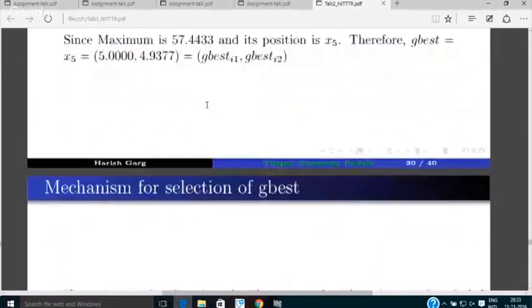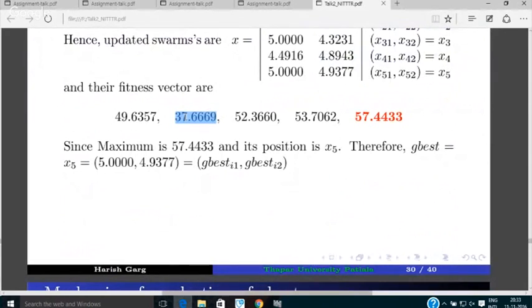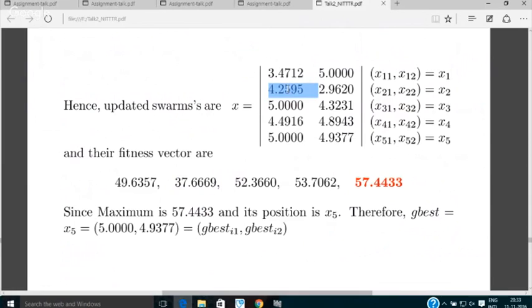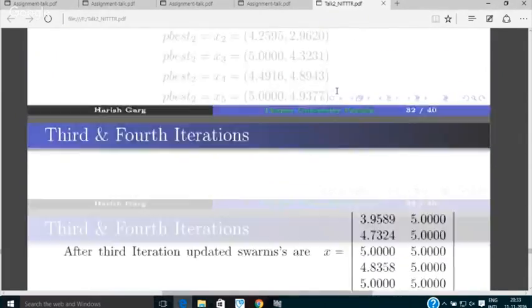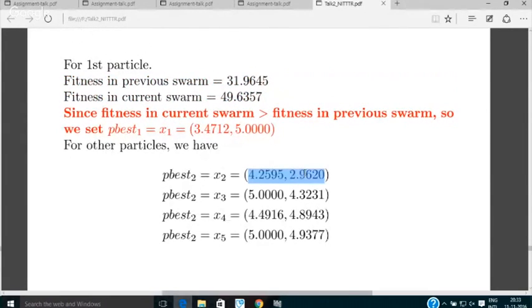Similarly, for the second one, compare 37.6669 with the previous value. If you find better, then the personal best value is this one. Otherwise, the previous P best value remains. Similarly, after the second comparison you get this one, after the third comparison this one, after the fourth comparison this one, then this one. Now you get the P best value, called Pki. You get the G best value, and you get the initial value also.